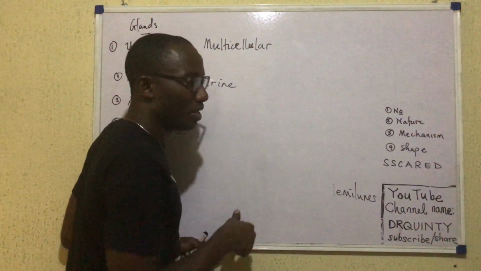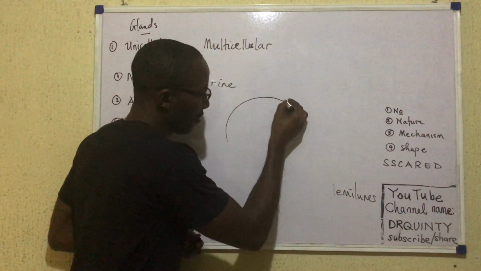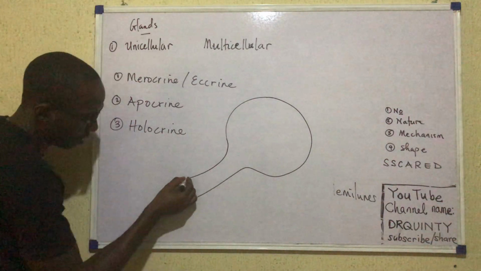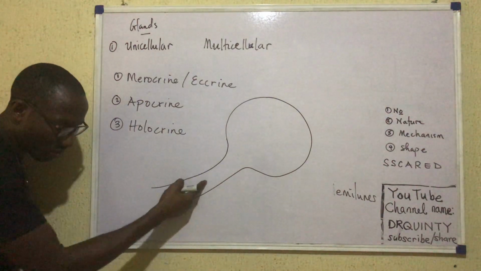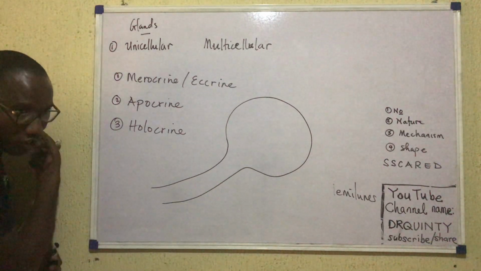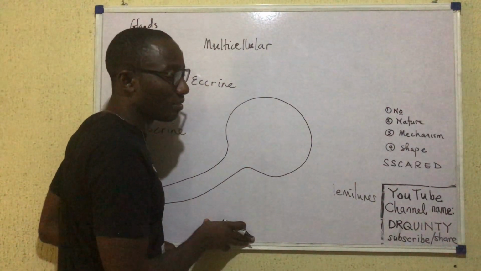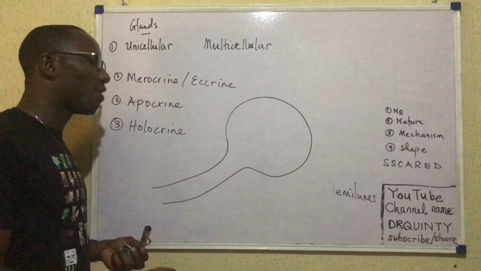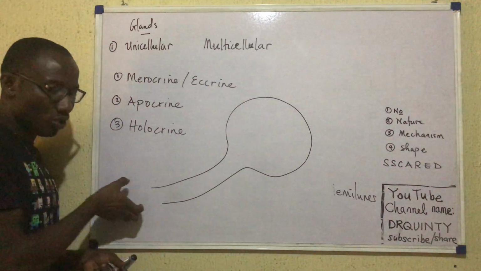Now to talk about the meanings of those terms, picture a gland like this. Picture this to be a gland. So what I have here is the duct. This is the duct system of the gland through which the secretions of the gland will eventually reach the target. So this is the main part of the gland that we refer to as the secretory unit. So we have the secretory unit and we have the ductal system. This is the secretory unit and then this is the ductal system.